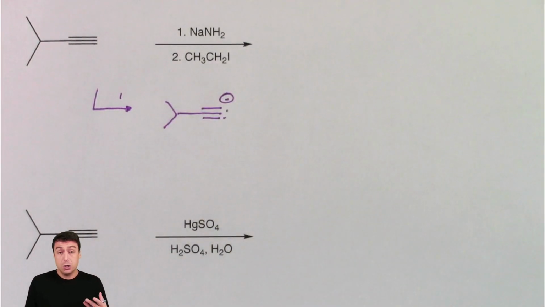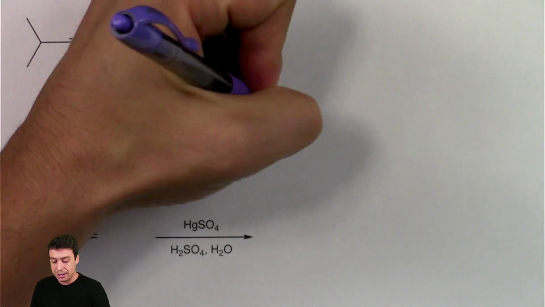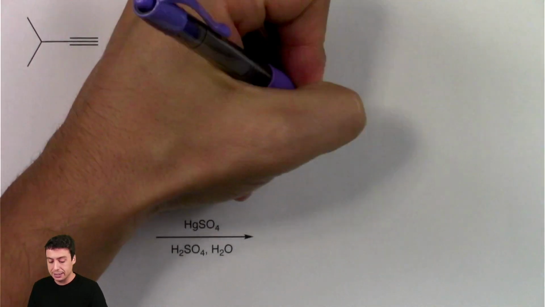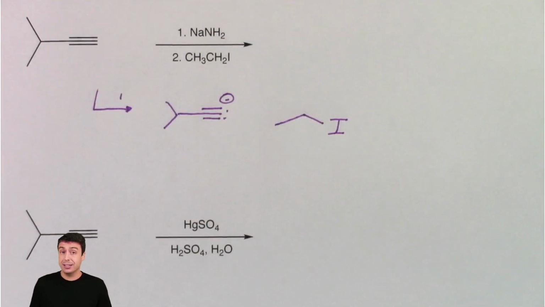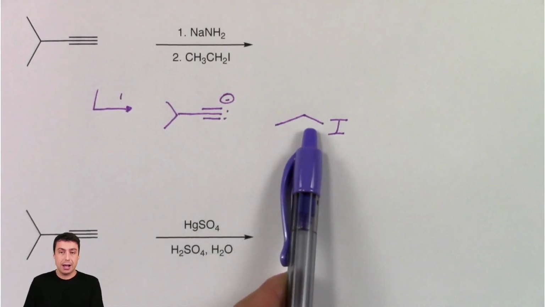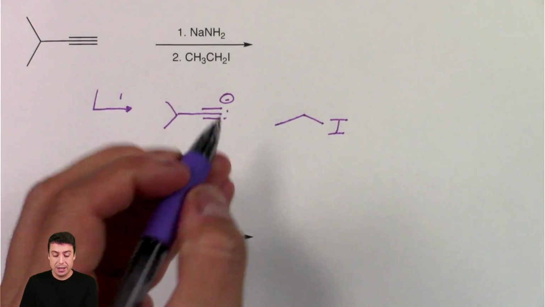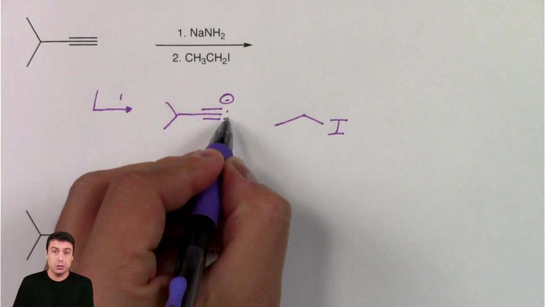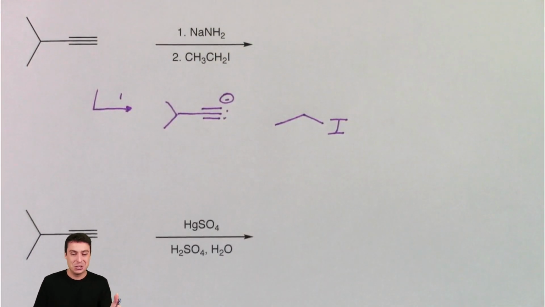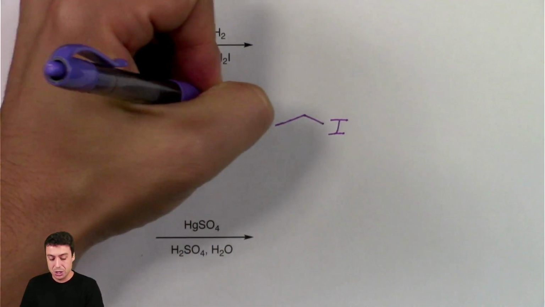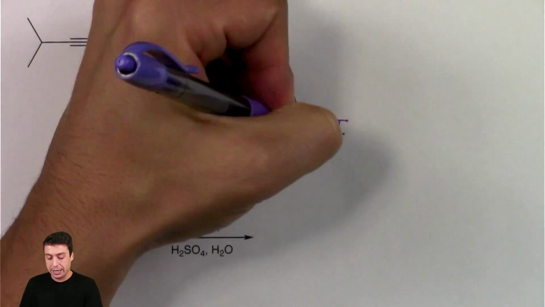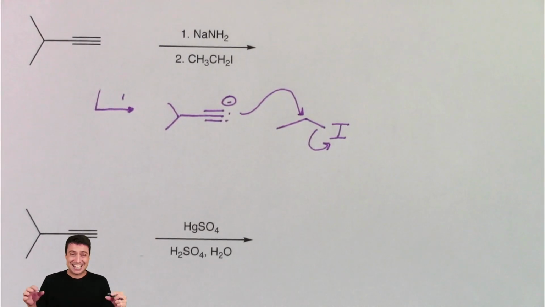CH3CH2I. It could be just CH3I. It could be CH3Br. But the point is I've got a 2-carbon chain with an iodine. That is an alkyl halide. And remember, primary alkyl halides are really good at doing SN2 reactions because they can get attacked very easily if you have a strong nucleophile. And sure enough, we do. We've got our carbon with a negative charge. So this attacks, we kick out the iodine, and this extends the carbon chain.